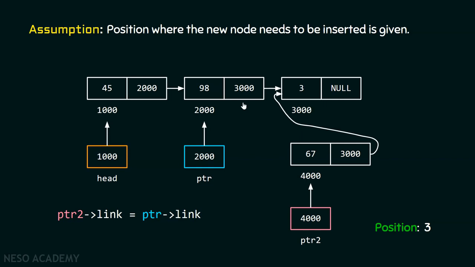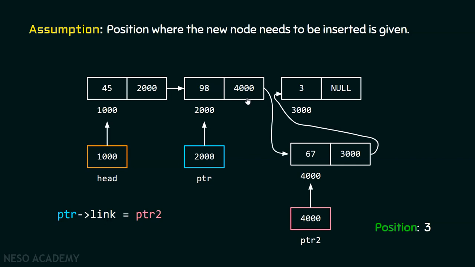After this, the next step is to update the link part of this node by the address of this node, right? So here we need this particular line of code, that is ptr->link = ptr2. We know that ptr2 contains this address 4000. We just need to update the link part of this node by this address, that is 4000.